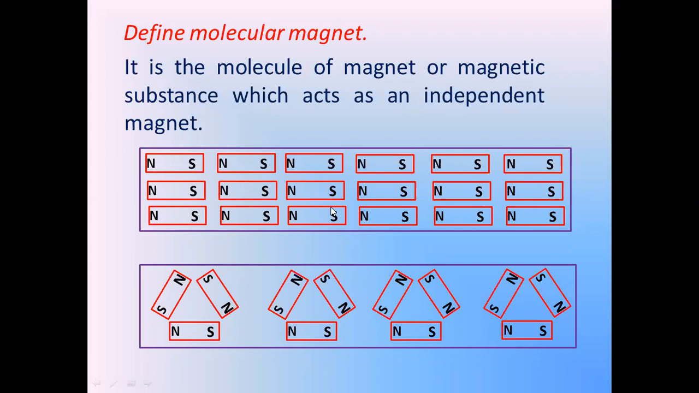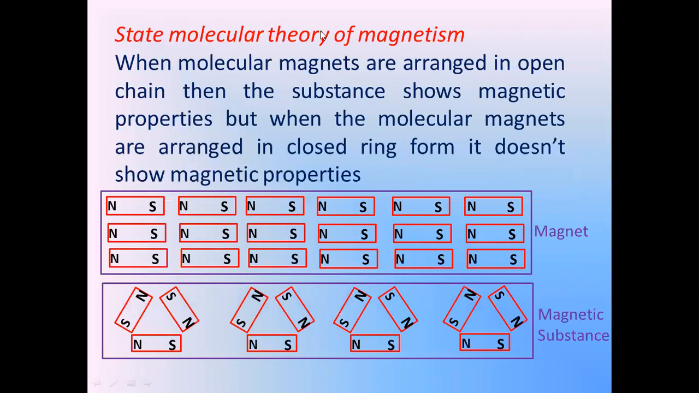So let's go to our next topic here. Our next topic is: state the molecular theory of magnetism. This is a very important question for our DLE exam. So the answer is: when molecular magnets are arranged in an open chain, then the substance shows magnetic properties.